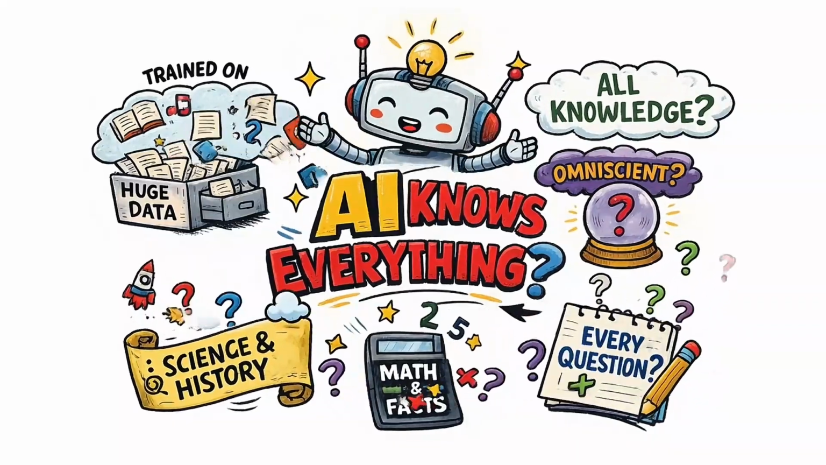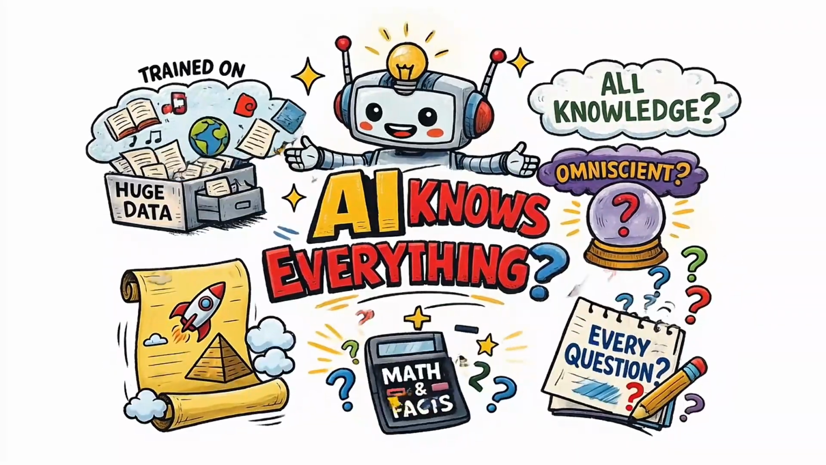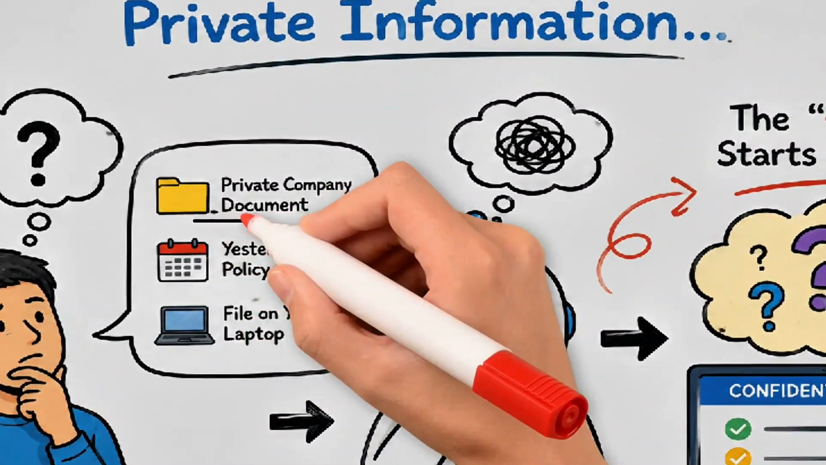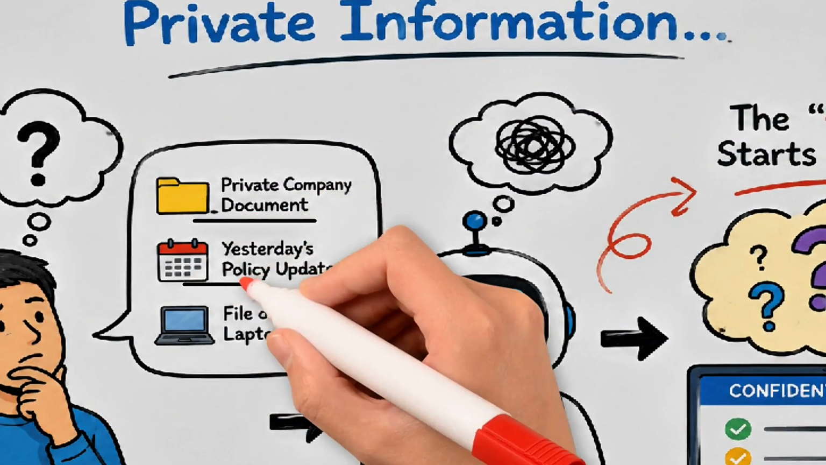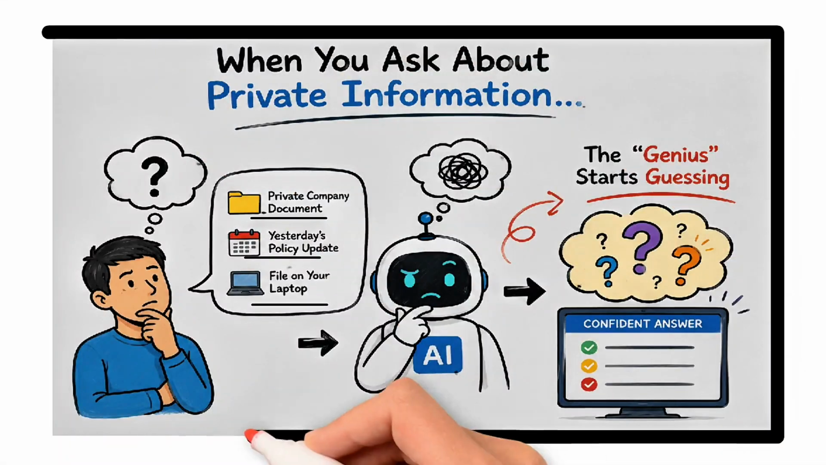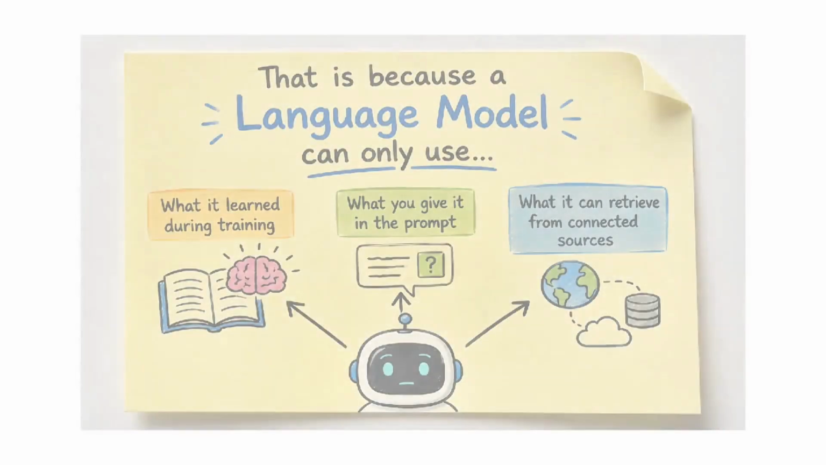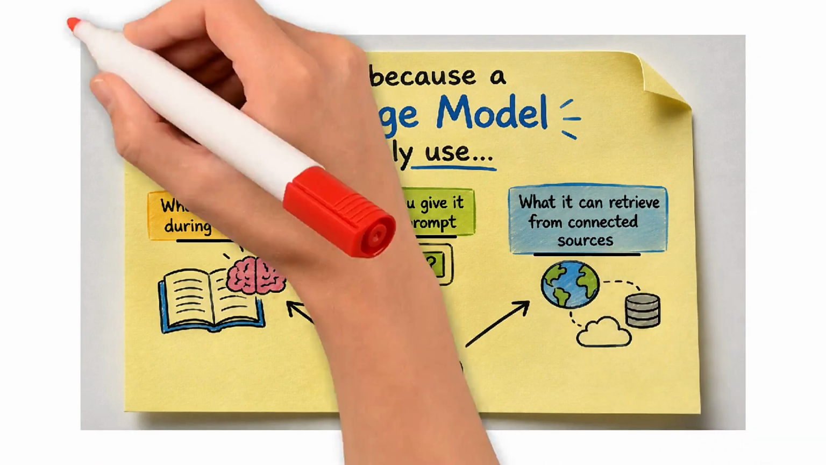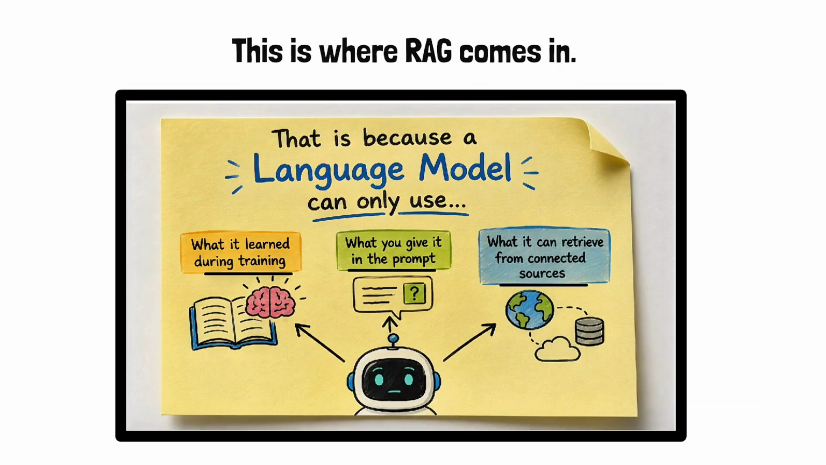Most people think AI knows everything because it was trained on a huge amount of data. Then they ask it about a private company document, yesterday's policy update, or a file sitting on their laptop, and suddenly the genius starts guessing. That is because a language model can only use what it learned during training, what you give it in the prompt, or what it can retrieve from connected sources. This is where RAG comes in.